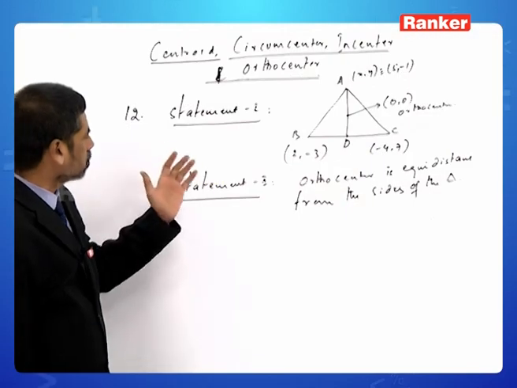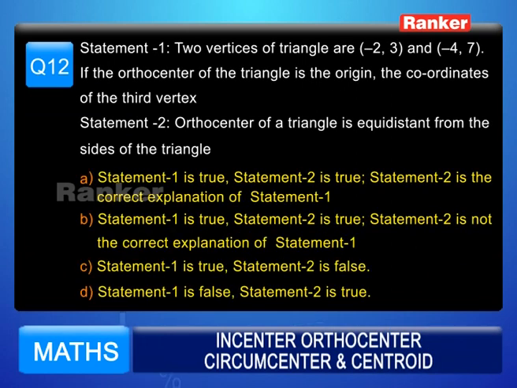Now we have in question number 12, 2 statements. Statement number 1 says (2, minus 3) and (minus 4, 7) are 2 vertices of a triangle whose orthocenter is at the origin. The third vertex is at (5, minus 1). This is a statement which is made. Statement number 2 says orthocenter is equidistant from the sides of the triangle.